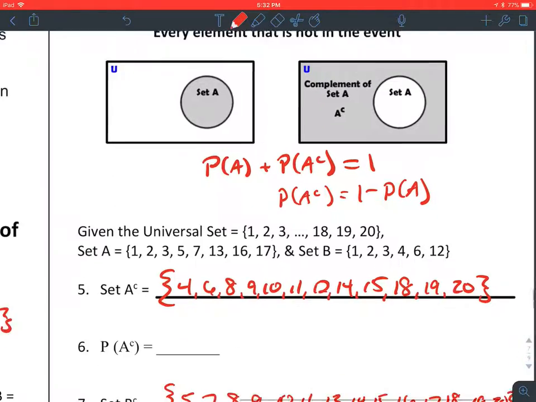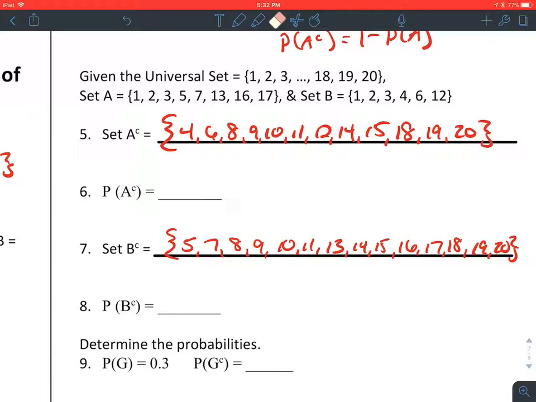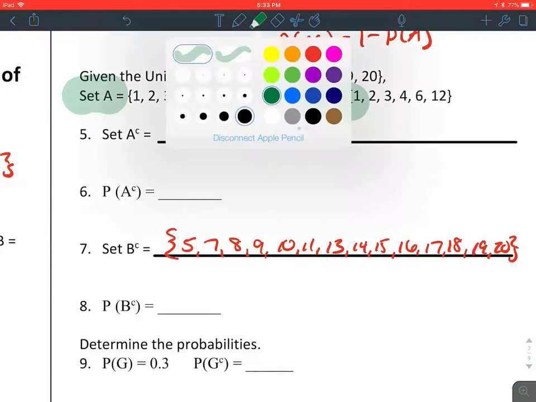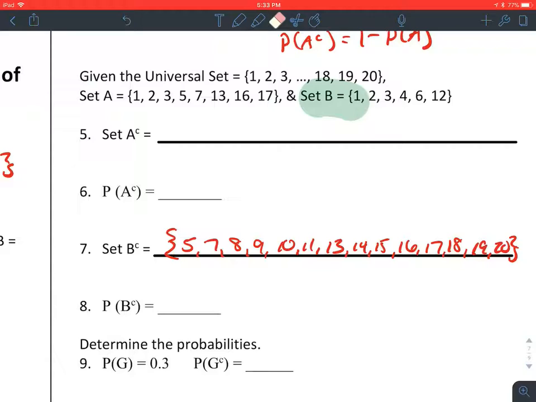Let's look at some examples. Given the universal set, 1, 2, 3, and so on, up to 18, 19, 20. This is listing all the whole numbers from 1 to 20. And when we're given set A, which looks like a random selection of numbers, and set B, which is also a random set of numbers. Notice though in both cases, every element in set A and every element in set B is in the universal set, which means set A and set B are subsets of the universal set.